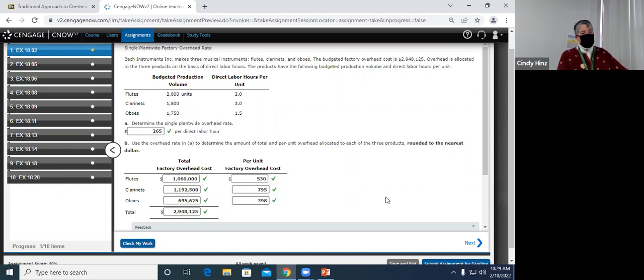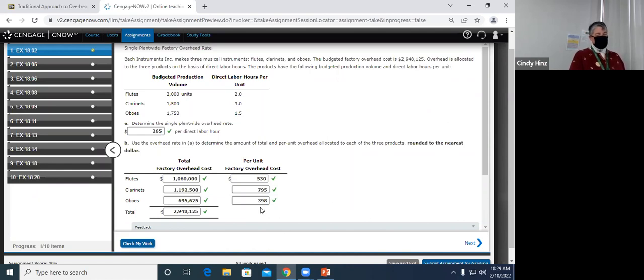I don't really like the way this is phrased. I understand why they might want to know these numbers in their budgeting process when they're trying to figure out, well, how much money are we going to make on flutes versus clarinets versus oboes? Which one of these is more profitable? And therefore, we should spend more of our maybe marketing resources trying to get people to buy flutes because we make more money on them or something like that. So it is a little bit off because of that, off kilter.